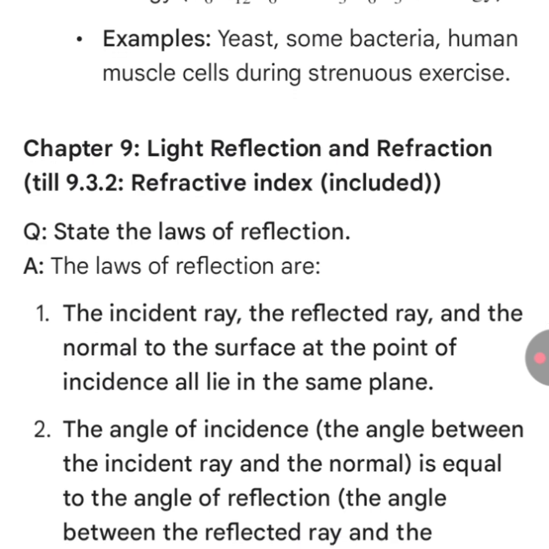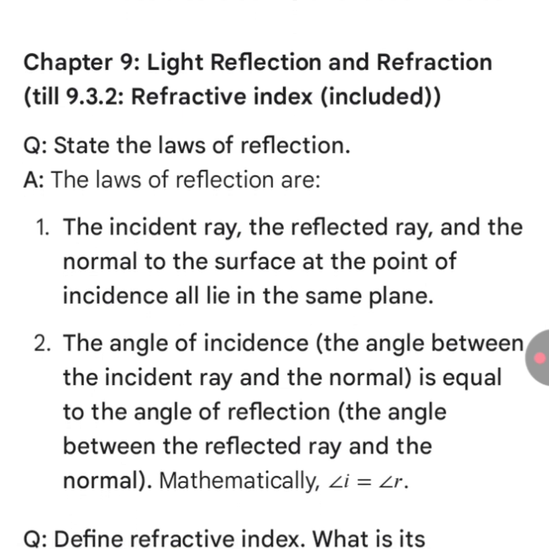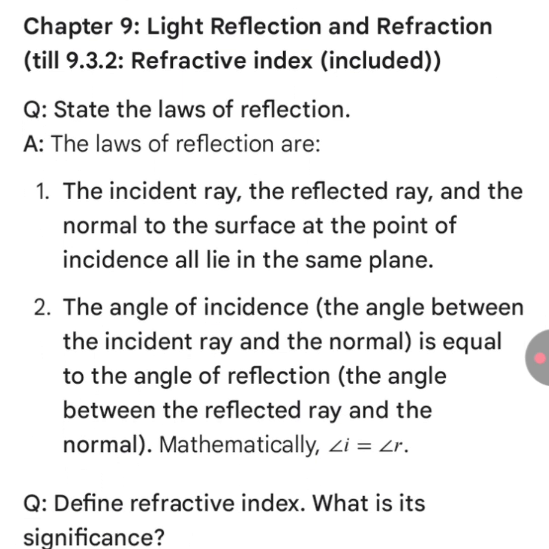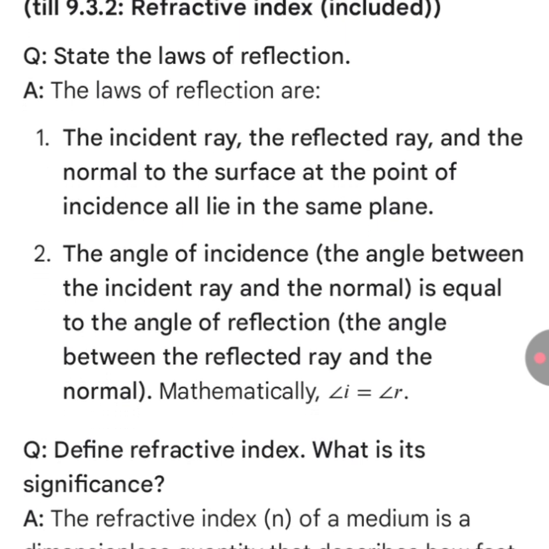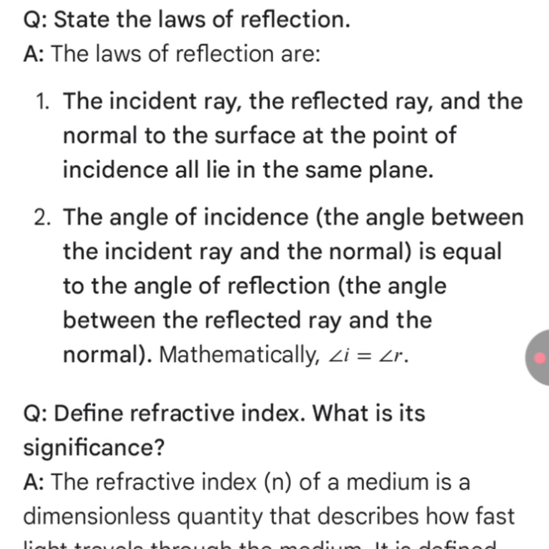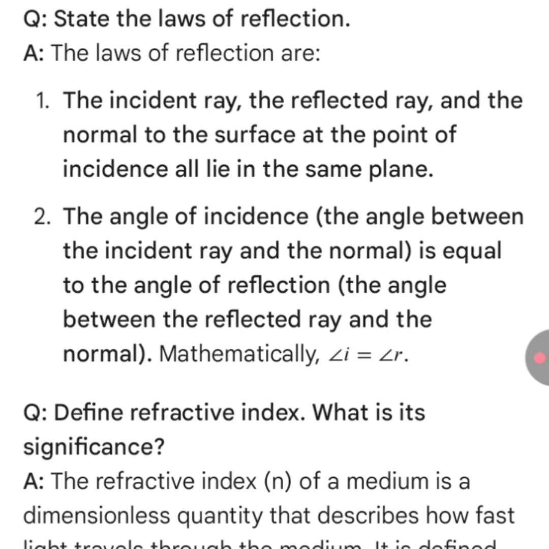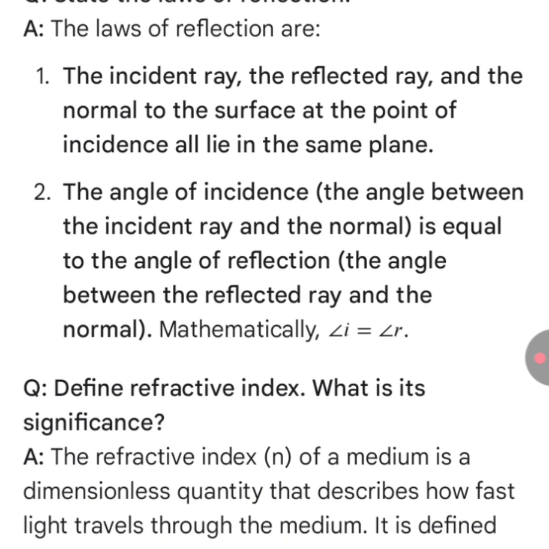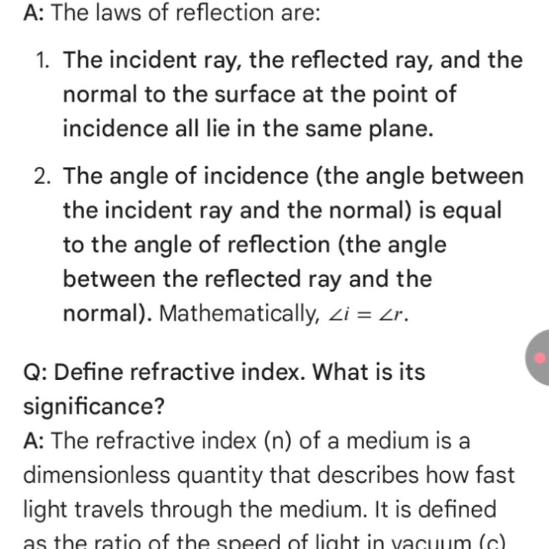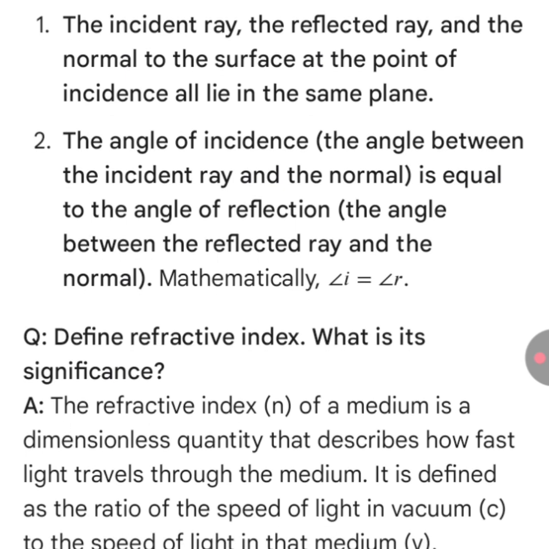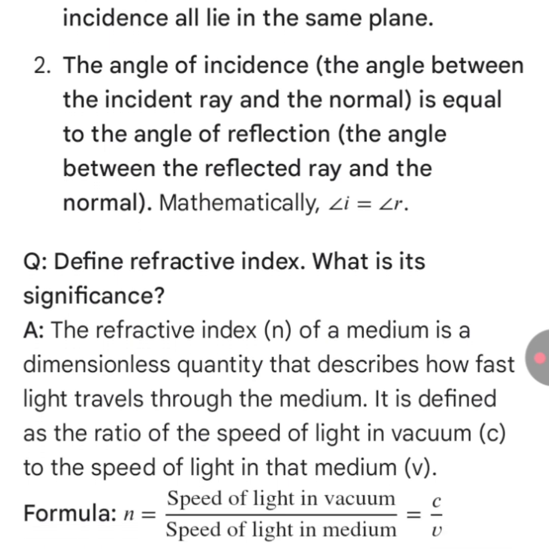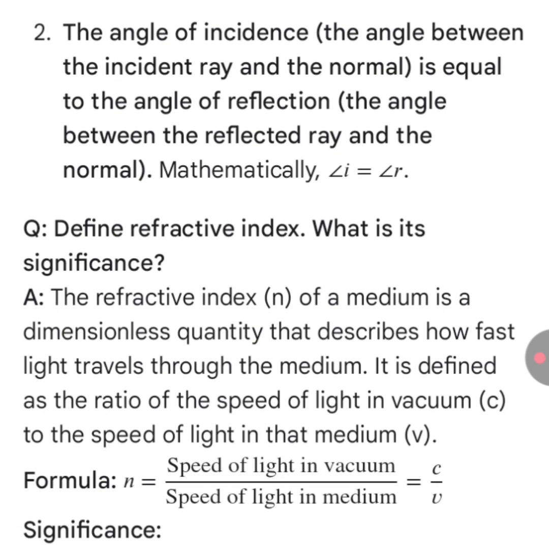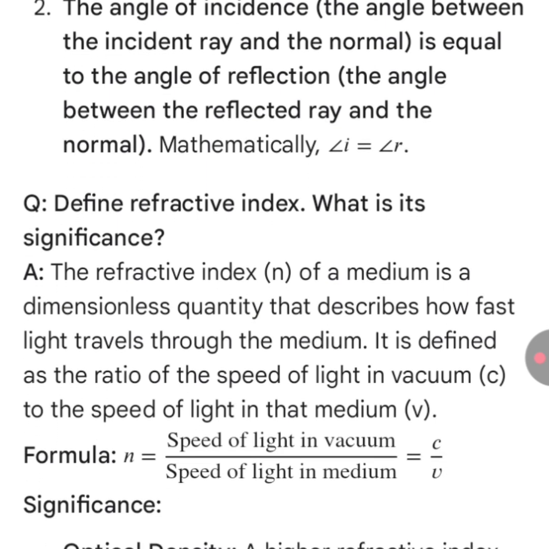Chapter 9, Light Reflection and Refraction till 9.3.2, Refractive Index included. Q. State the laws of reflection. A. The laws of reflection are: 1. The incident ray, the reflected ray, and the normal to the surface at the point of incidence all lie in the same plane. 2. The angle of incidence, the angle between the incident ray and the normal, is equal to the angle of reflection, the angle between the reflected ray and the normal. Mathematically, angle i equals angle r.